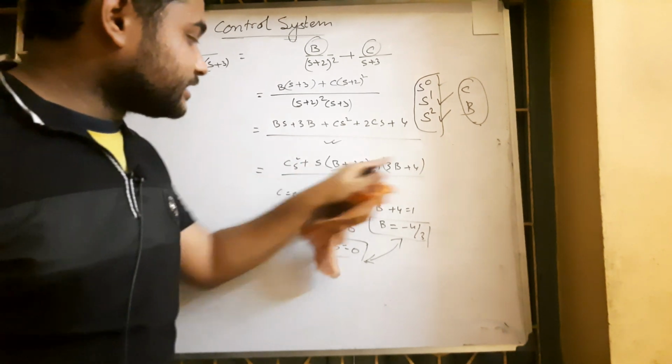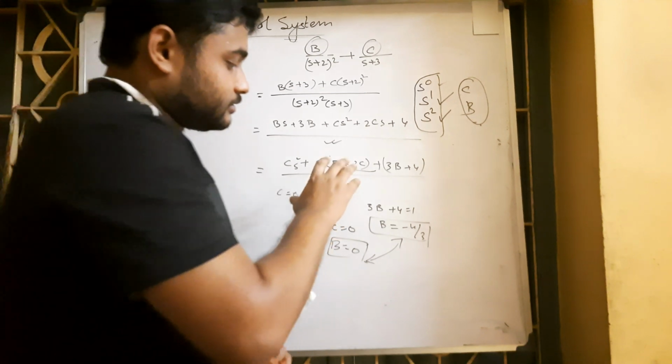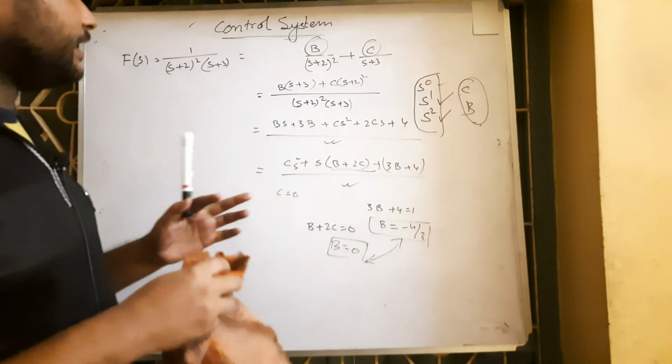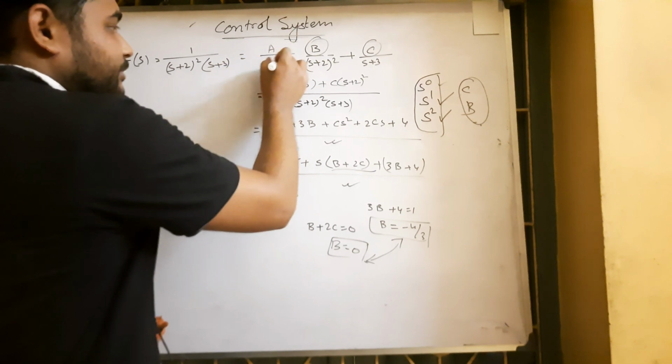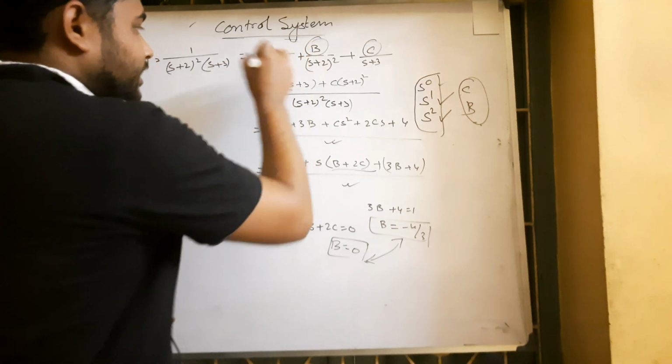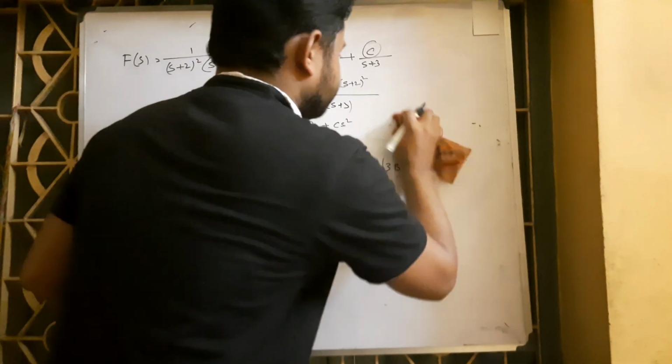So all these 3 equations must be satisfied, and for that we need another variable. That's why we write it as a by s plus 3. Now if you calculate this one, it will work correctly.